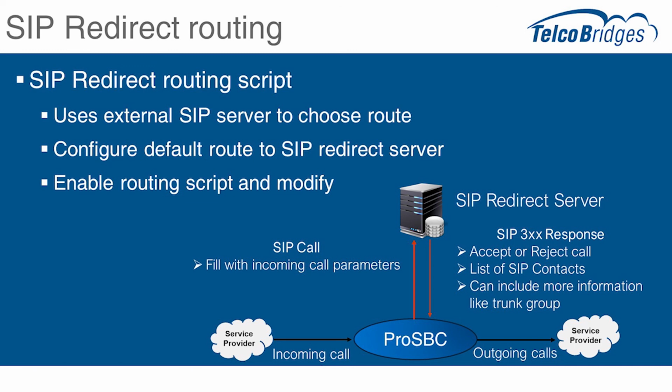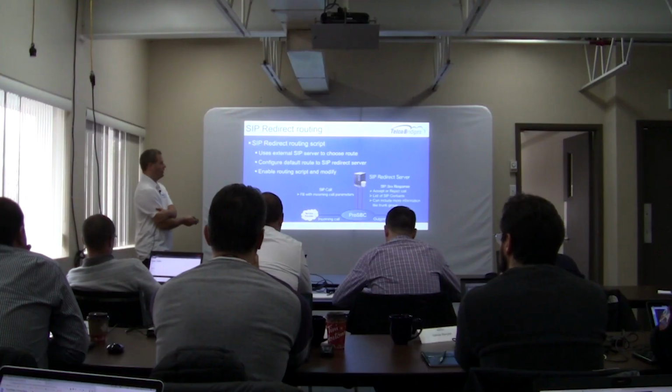And then once the information is sent, you will receive a response from the SIP redirect server. It's in the form of a 300 response. Again, they can accept or reject the call. So instead of a 3XX, they could send a 503 or a 603 to refuse a call.